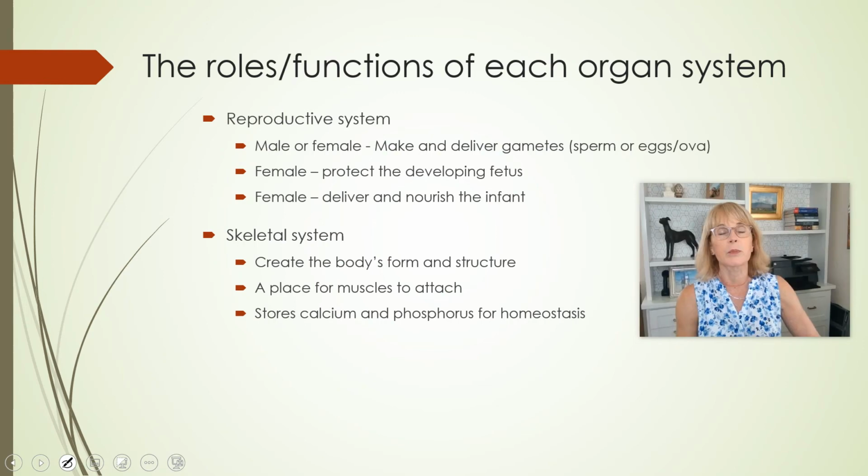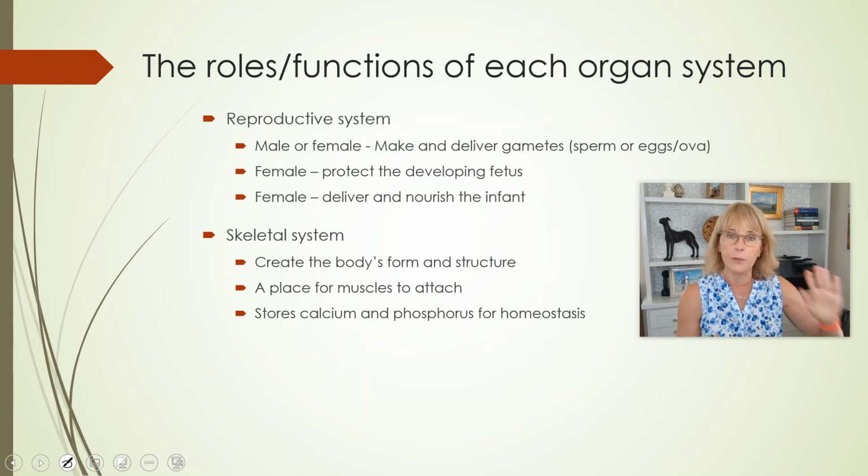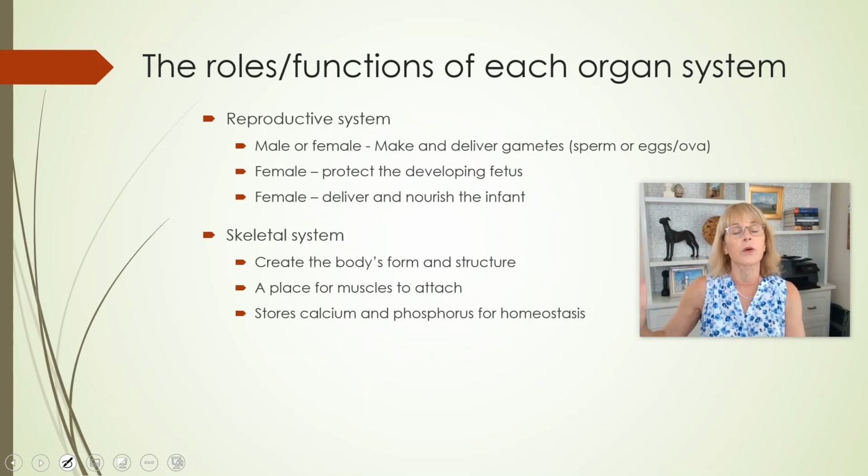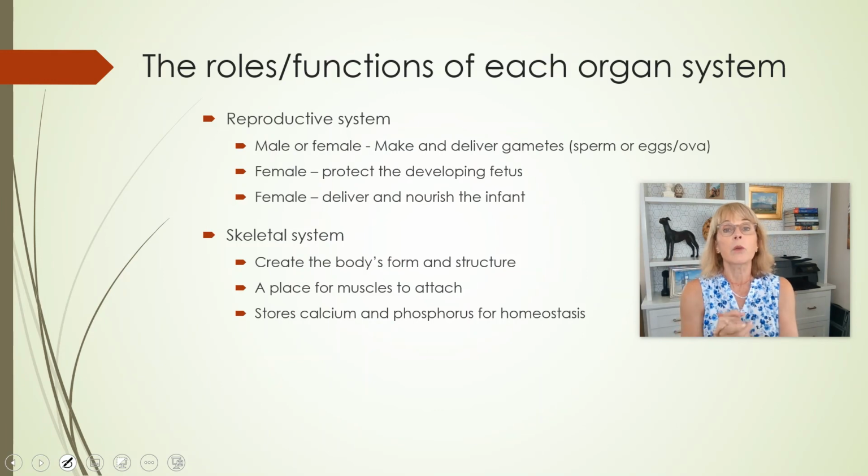And then we have got the reproductive system. The male and female reproductive systems share one function, which is making and delivering gametes. Gametes are reproductive cells. For males, that gamete is called sperm. For females, that gamete is called eggs or ova. The female reproductive system has more jobs than making and delivering gametes, though. It also has a part that's there to protect the fetus as it develops. And then the female reproductive system also needs to be able to deliver the infant and nourish the baby once it's born. Okay?